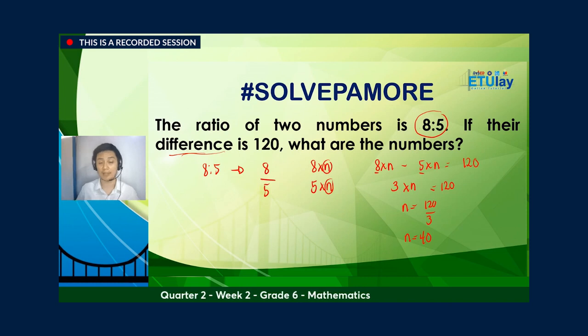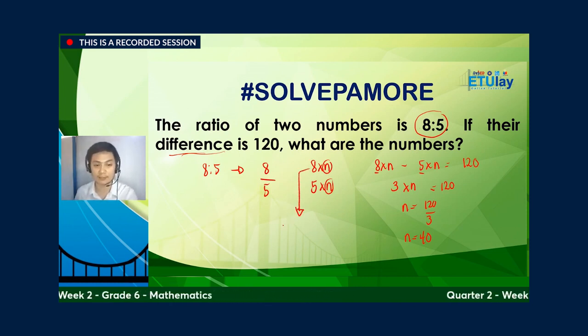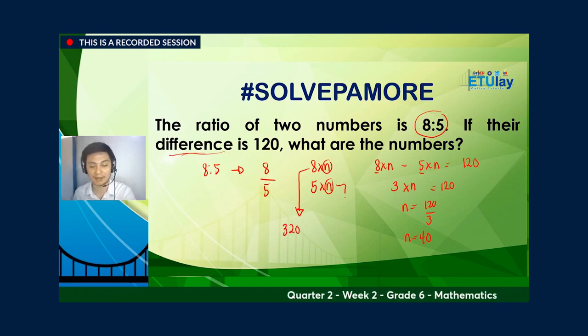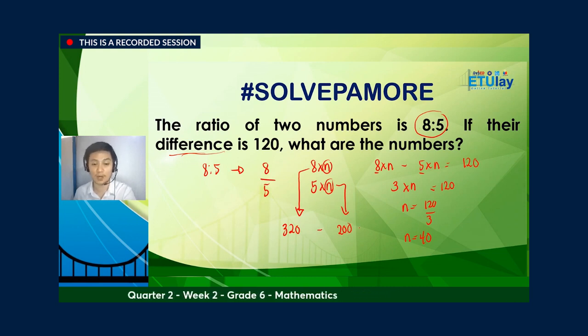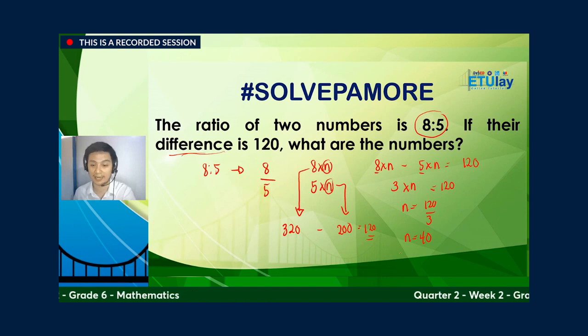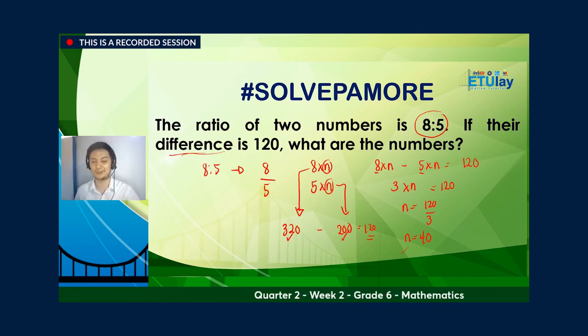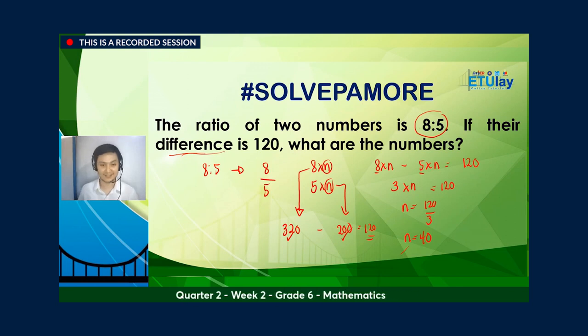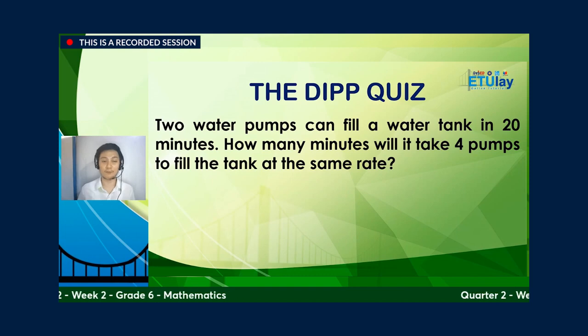So, ano yung mga actual numbers na yan? So, we go back to our representation. 8 times n. So, 8 times 40, 320. 5 times 40, 200. 320 minus 200 ay 120 naman nga. So, ibig sabihin, tama ang ating naging sagot na ang n ay 40, and therefore, the two numbers are 320 and 200. Okay? So now that we have finished solving this problem, we are ready for the DIP quiz.